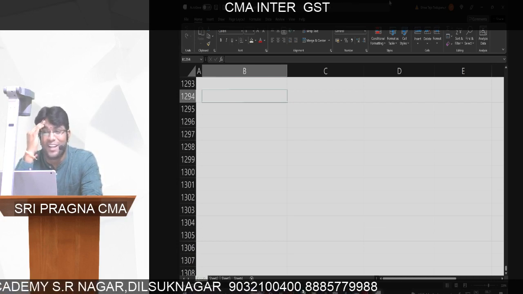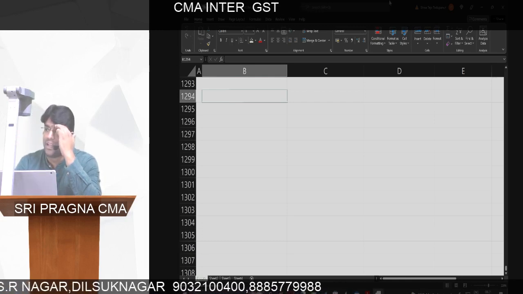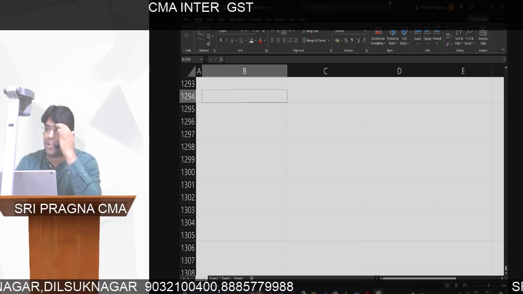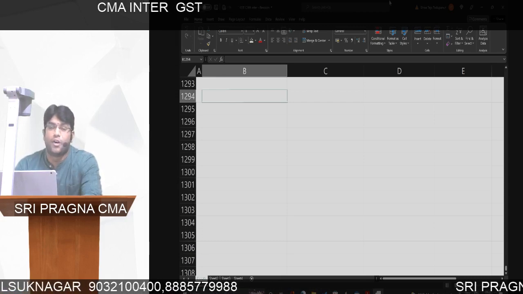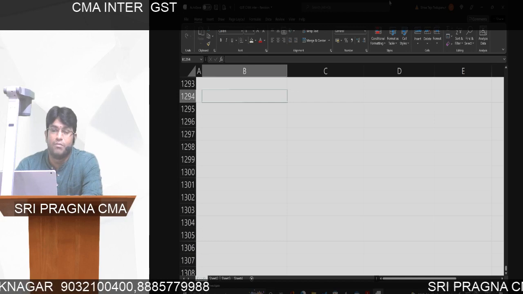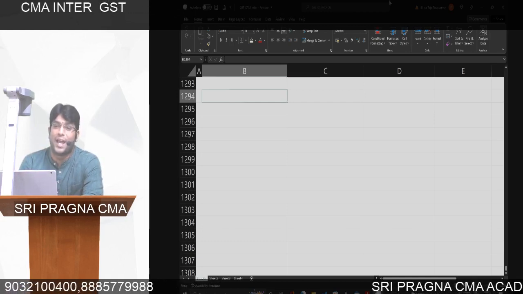Very good. Come on. Tell me guys, what is section 12? Section 12, time of supply in case of goods. 13, time of supply in case of services. 14, time of supply for change in rate of tax. 15, value of supply. 16, eligibility and conditions to claim input tax credit.